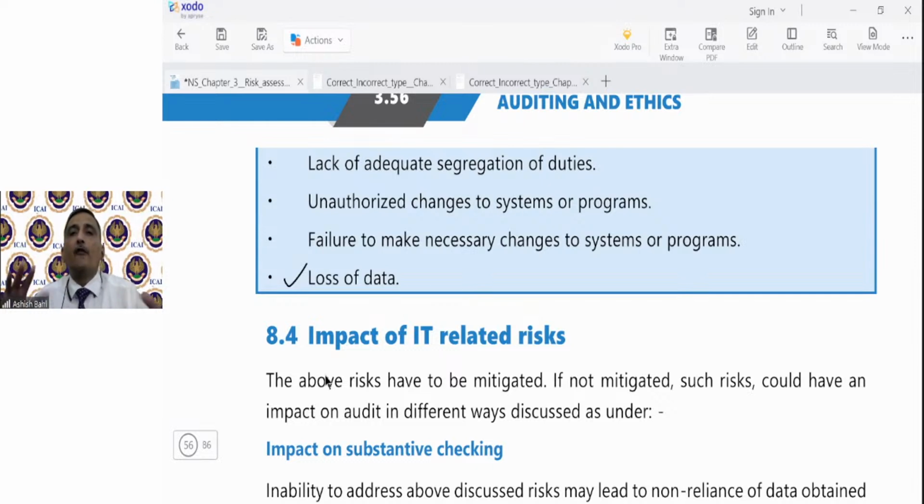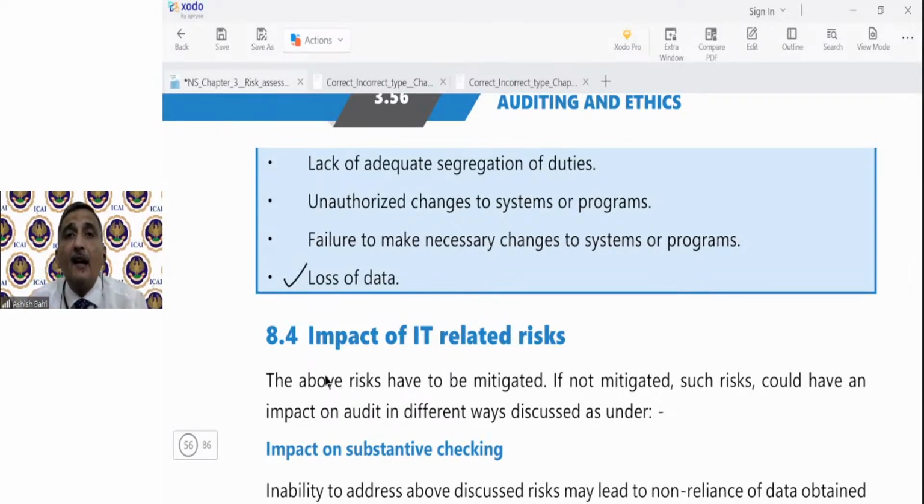So we are considering these risks from the point of view of an auditor, and we have to think what impact such kinds of risks can have on the audit of financial statements, because we as auditors are concerned with the audit of financial statements. So we have to consider the impact of such risks on the audit of financial statements as auditors.